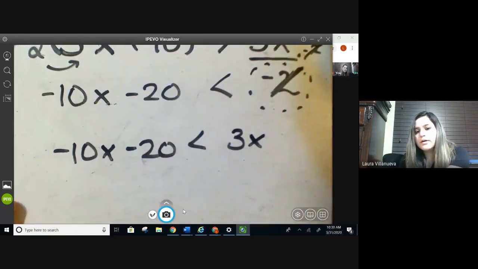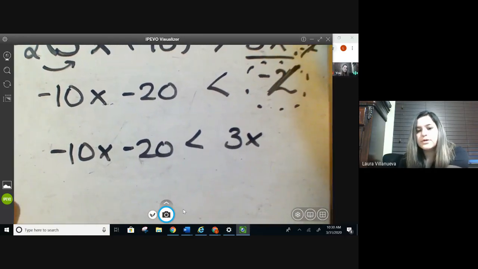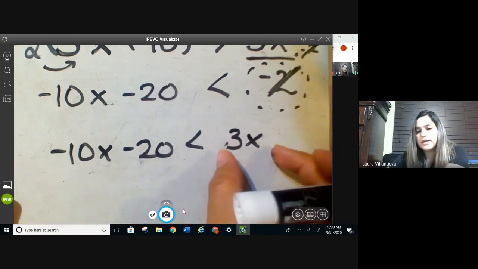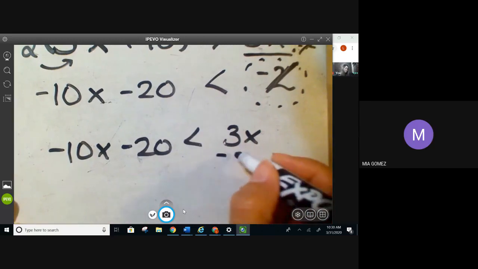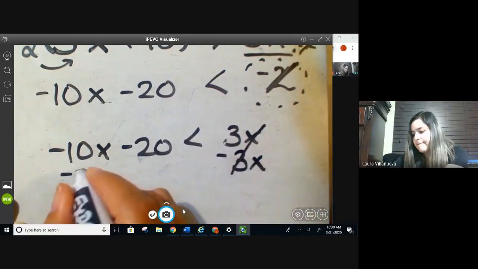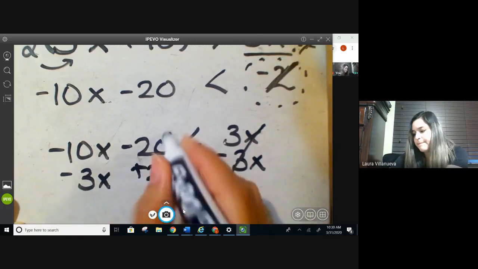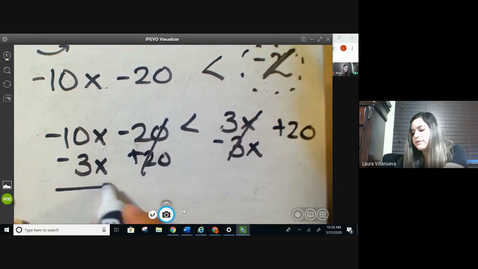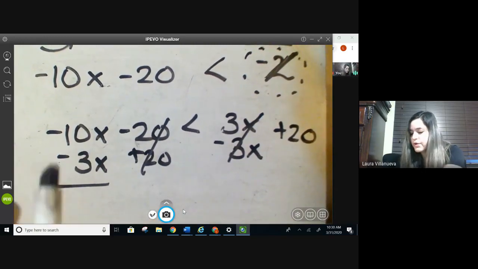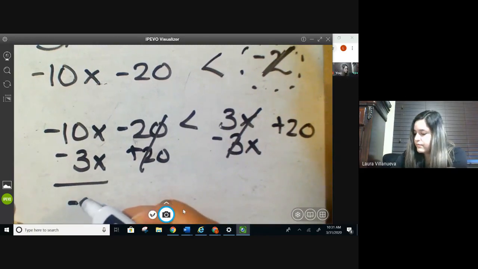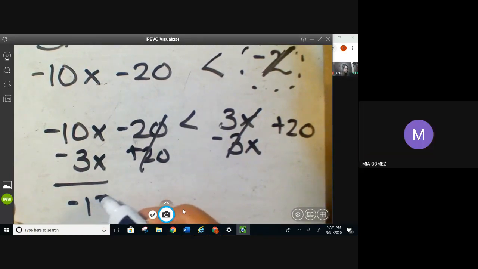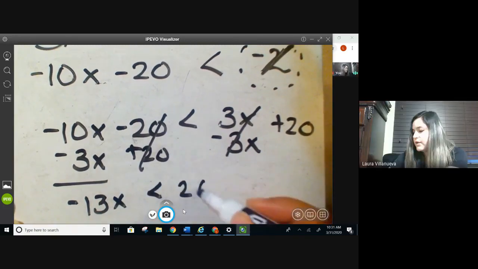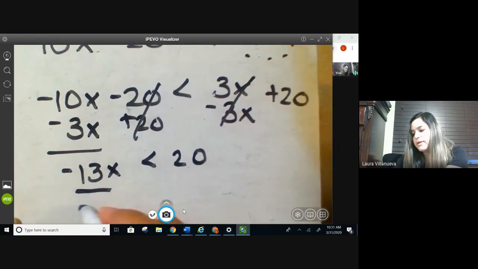Now here, you have to do a couple of things. You have to move the 20 and you have to move the 3x as well because the 3 has an x. Do you see that? I'm going to move the 3x and I'm going to move the 20. So then this is going to be negative 10 and negative 3. You owe 10, you owe 3. How much do you owe? 13, because you're both negative, right? And then 20.